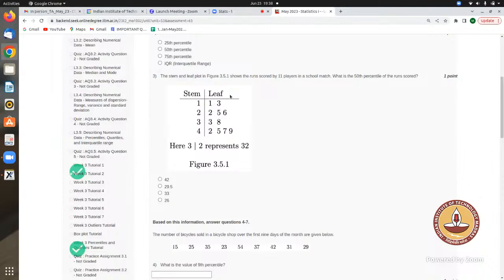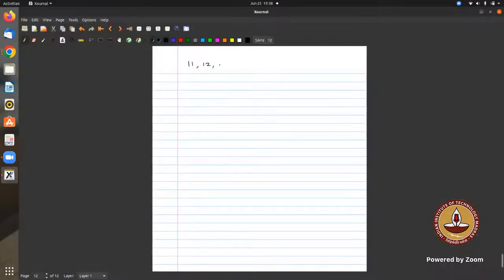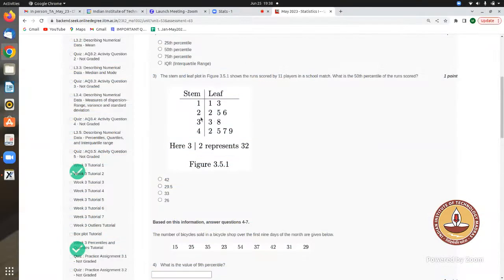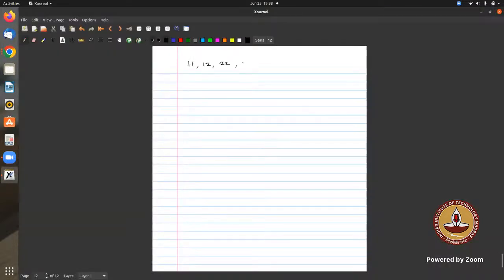So if you write down this data, it is always in ascending order, right? I did it with the formula, sir, but I'm getting different answers. No issues. Can you tell me the values? 11, 13, 22, 23, 25.